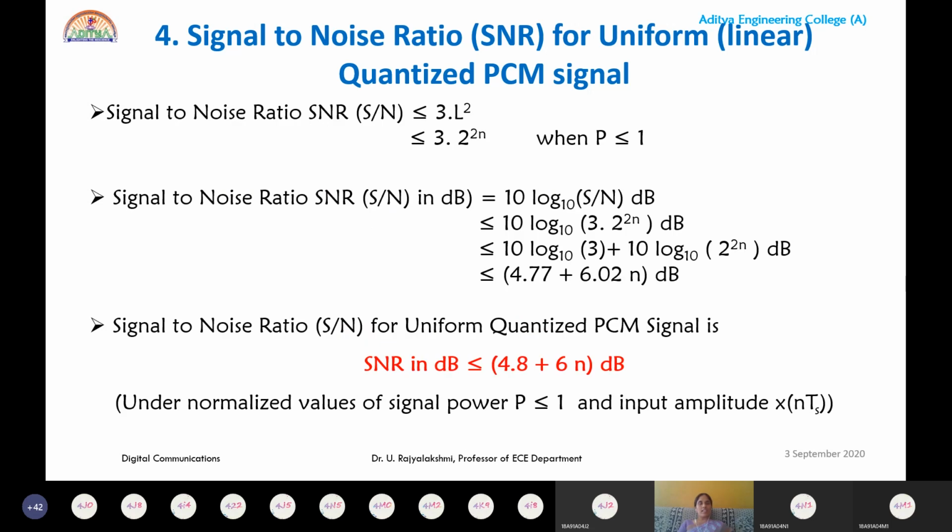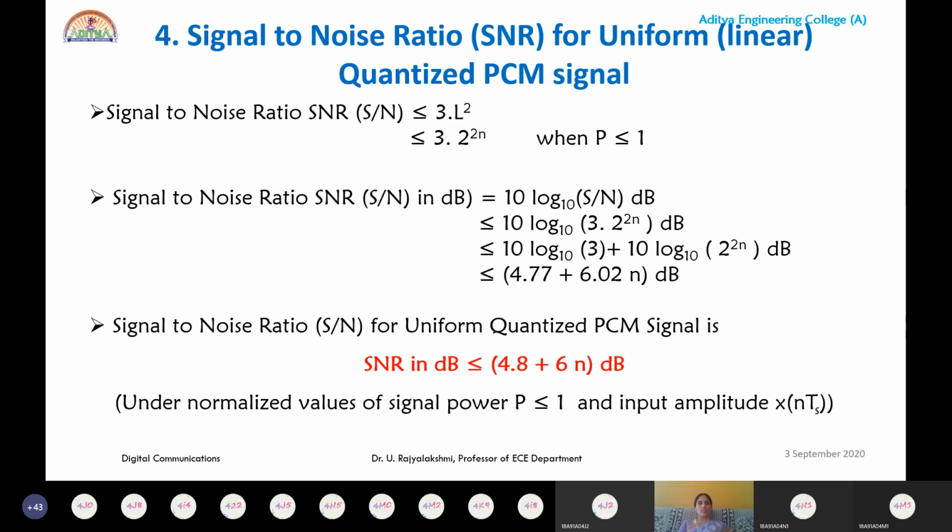So from the next slide, you can observe SNR is less than or equal to 3 into 2 power 2n. This is nothing but 3 into L square, where L is 2 power n. So L square will be 2 power 2n. So it is less than or equal to 3 into 2 power 2n, where P is less than or equal to 1. Now please observe SNR in decibels.